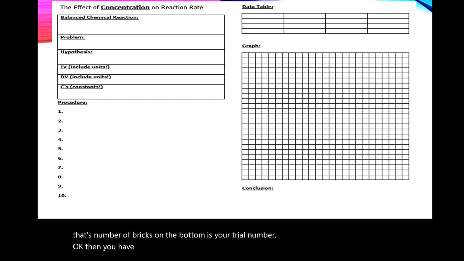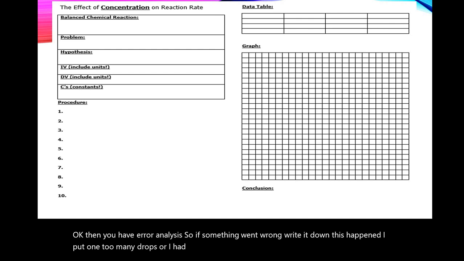So if something went wrong, write it down. This happened. I put one too many drops. Or like I had the last time where I had the indicator on the top and it sort of slid and it was sort of hard to see. Maybe I put that down.